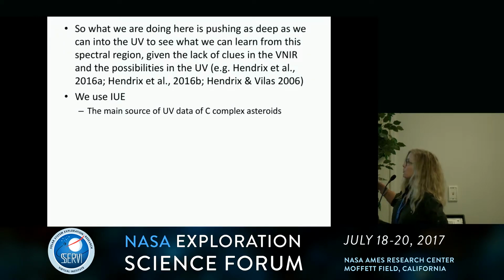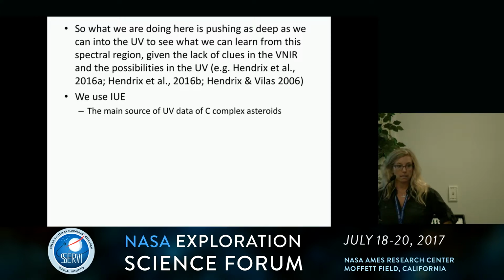Really, we're trying to push deeper into the UV than the 8-color asteroid survey can give us, and use our knowledge of what is happening in the UV from what we've been studying over the past few years. We're using IUE data mostly, the International Ultraviolet Explorer, which is basically the only source of data for C-complex asteroids right now.